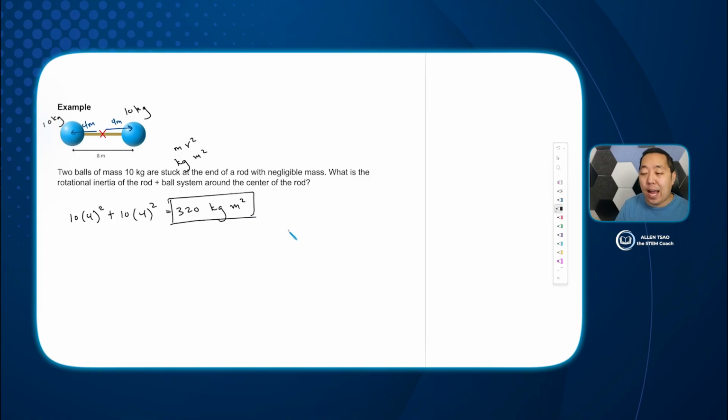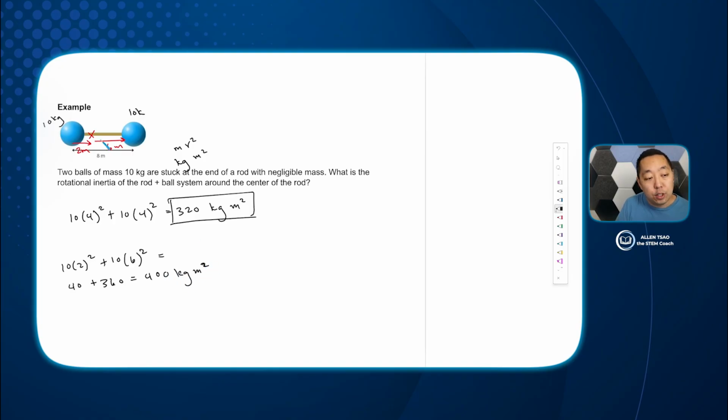What if I picked a different axis of rotation? What if I picked an axis of rotation that was slightly off? This is still 10 kilograms each. What if I try to rotate it around a different location? Let's say this distance here is 2 meters and this distance here is 6 meters. Then the rotational inertia in that instance would be 10 times 2 squared, because that's the distance to the axis of rotation, plus 10 times 6 squared. You'll find that this ends up being greater. So this would be 40 plus 360, and that's going to be 400 kilogram meters squared.